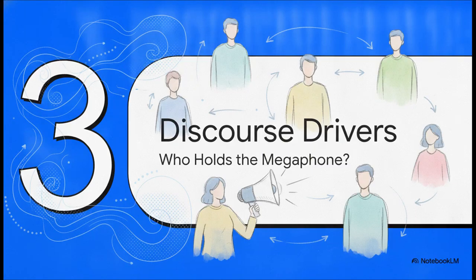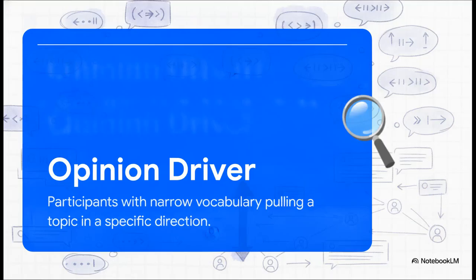All right, moving to part 3, identifying the discourse drivers. Basically, who's holding the megaphone? The system breaks human behavior down into 3 distinct roles. First up, we have opinion drivers. These are folks who use a very narrow, highly repetitive vocabulary. They are relentlessly trying to pull a topic in one very specific direction.